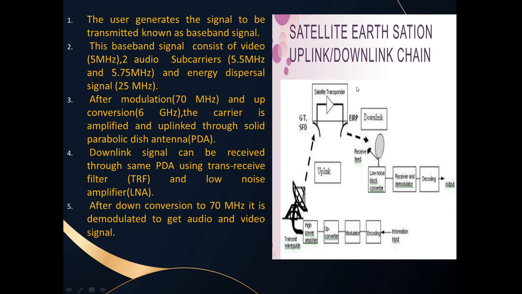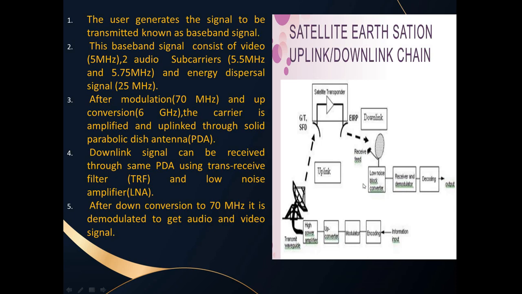This is the picture for satellite, earth station, uplink and downlink chain. This consists of the following process. The user information is uplinked to the satellite through this antenna. In the same way, it will be downlinked to the other end of the user or output through the antenna. For this process, it consists of the following steps.